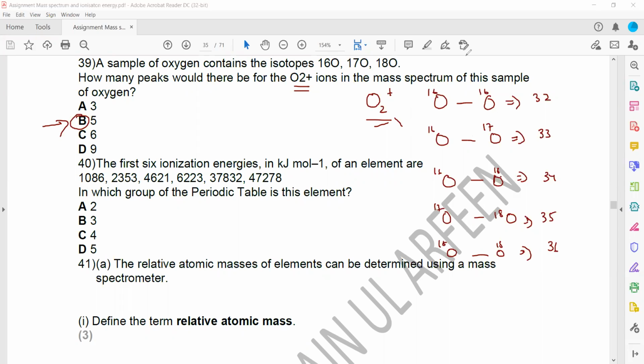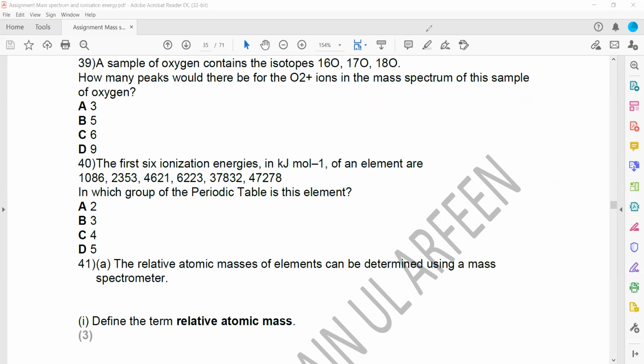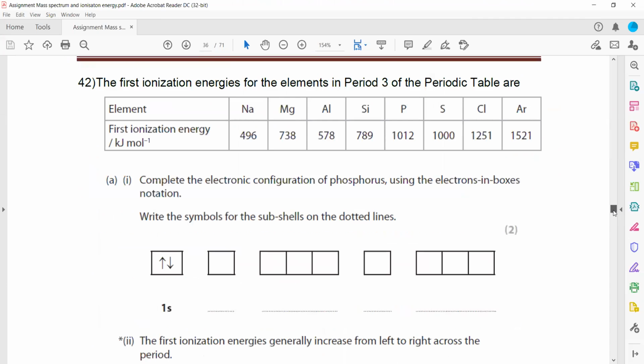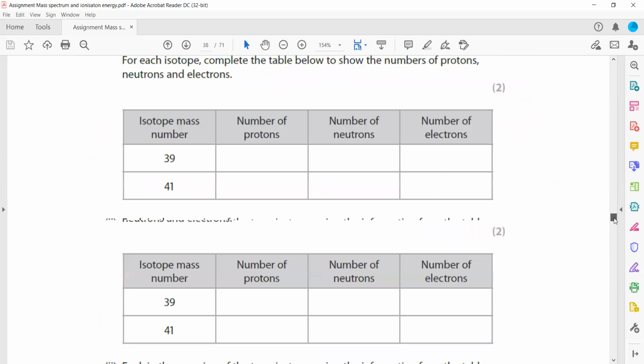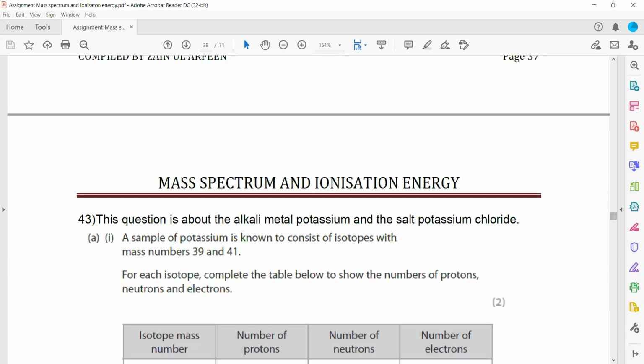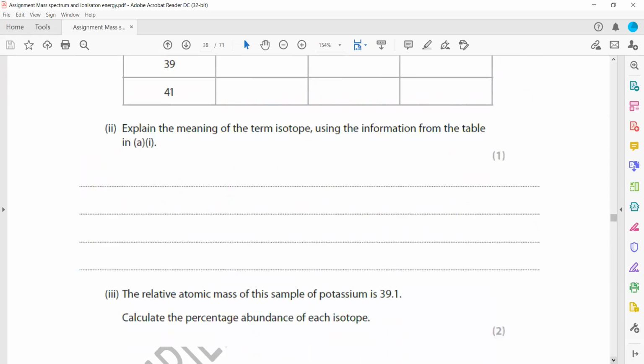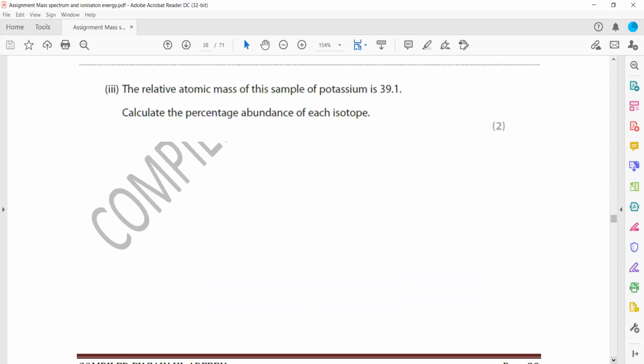Then it is 43B, 1, 2, and 5. This is question 43. The doubts are B1, B2, and B5. B1.